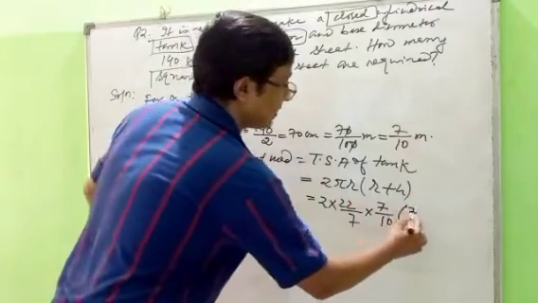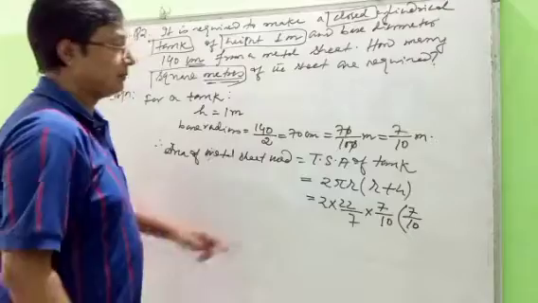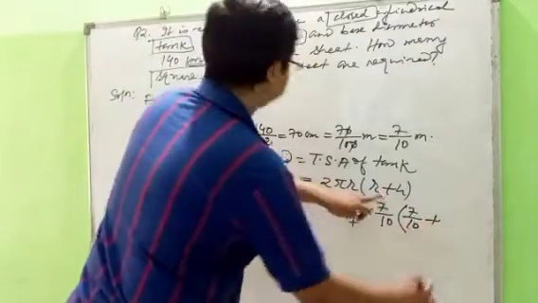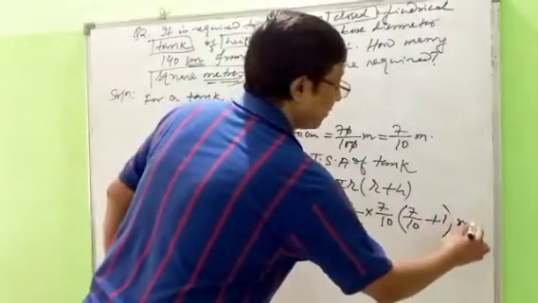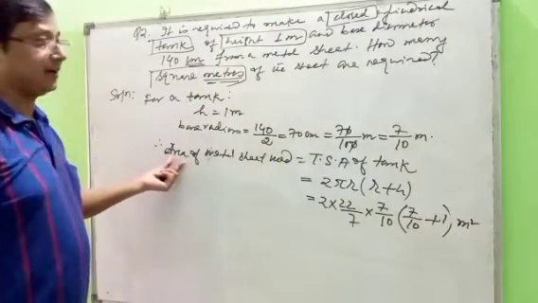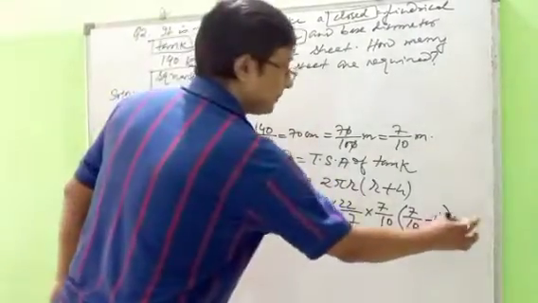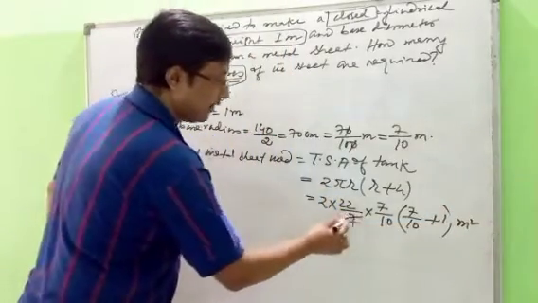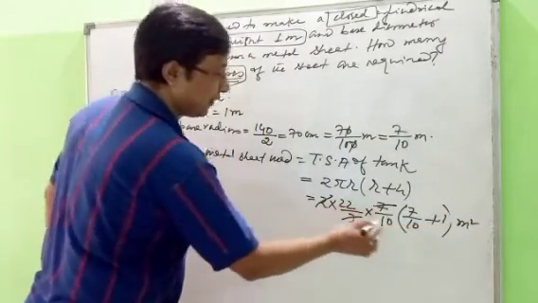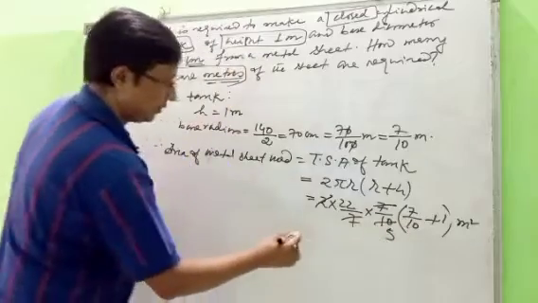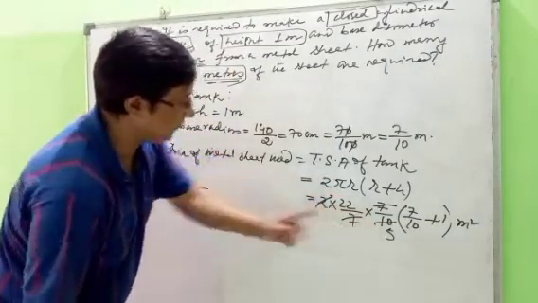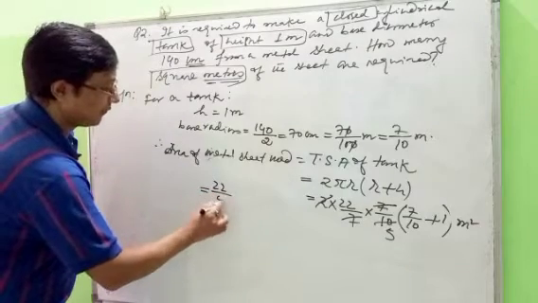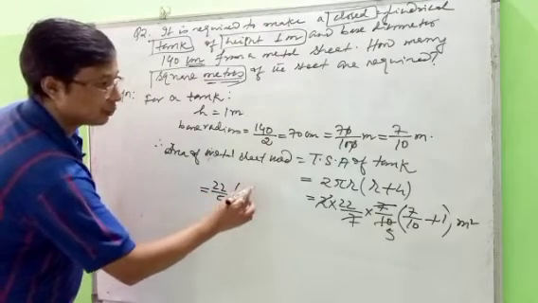So it is 7 by 10 radius, so plus h. Your h is given as 1 meter, so 1 meter square, because you are finding the area. That is why meter square. Now this 7 will cancel, then 2 into 5 is 10. So here you got equals to 22 by 5.